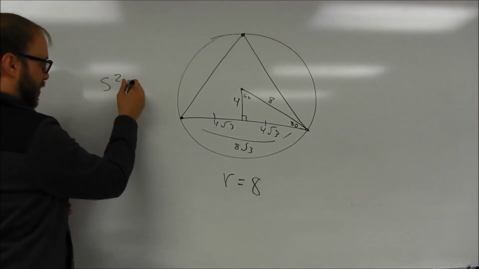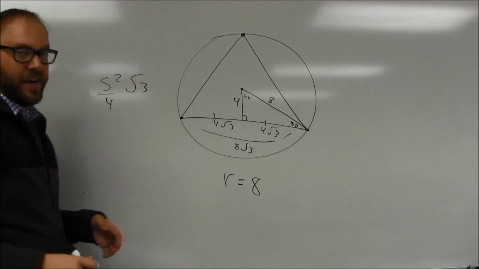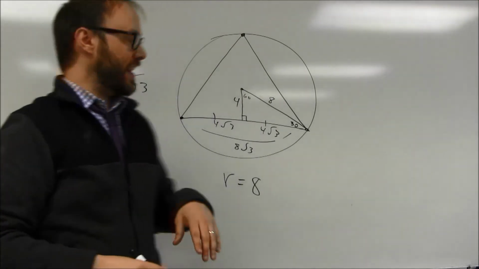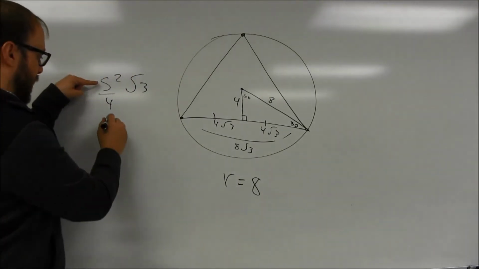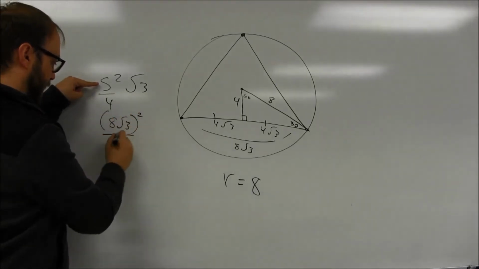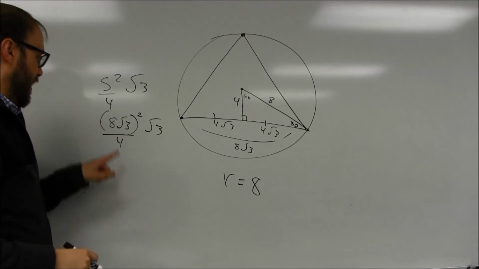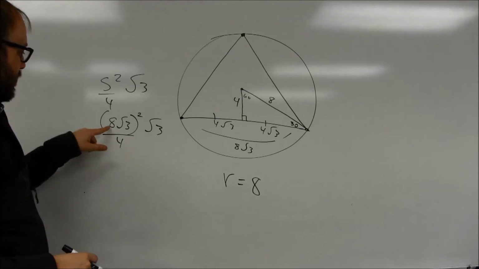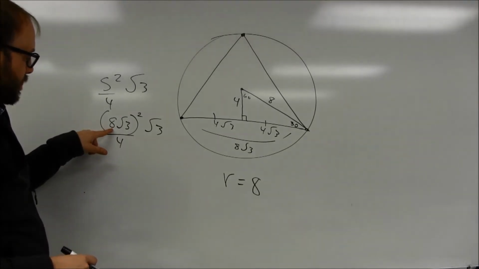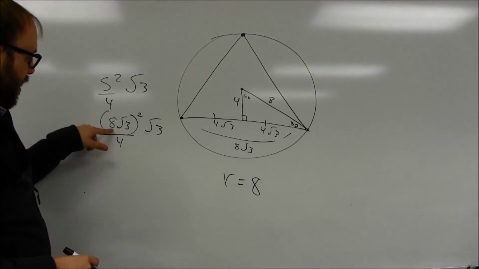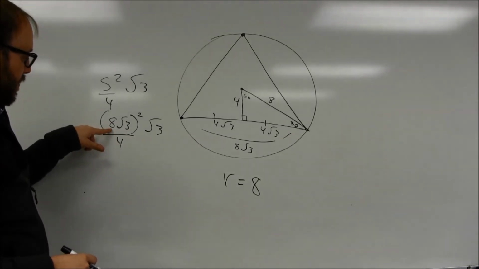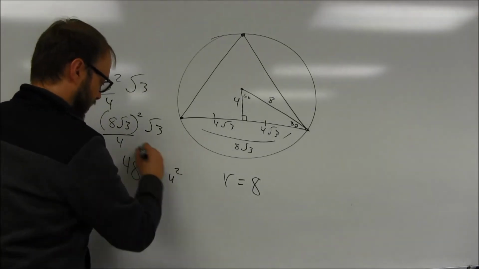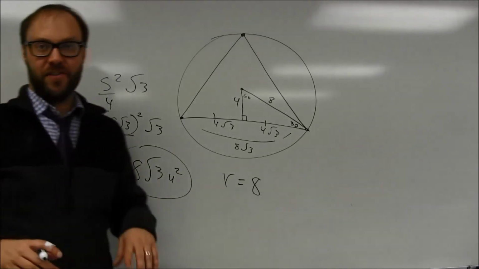So we could do the side squared over 4 radical 3 formula. You could figure out what the altitude of the whole triangle was and do half the base times the height. Lots of different possibilities here. I'm going to go this route though. 8 radical 3 squared divided by 4 times radical 3. That's going to be 64 times 3, but we're going to be dividing that by 4. 64 divided by 4 is 16. 16 times 3 is 48. So 48 radical 3 square units would end up being our final area of that triangle.